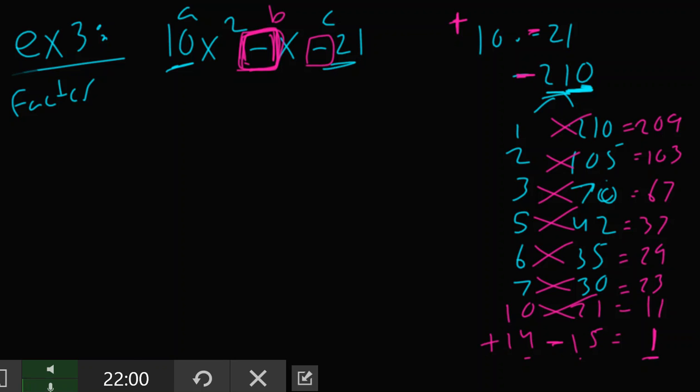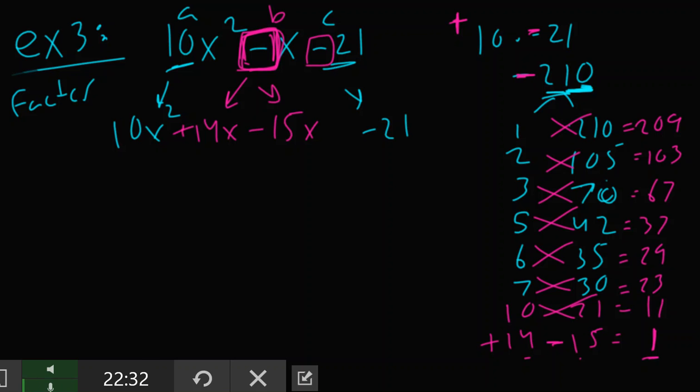Okay, so what in the world is this going to look like? Well, our very next step, we bring down our 10x squared, we bring down our -21, and here we break our -1x up into 14x minus 15x. And that 14 is positive, so I put a plus in front of it. Now, guys, I think most of y'all, after you see this example quite a few times, getting to this part will probably help you out the most.